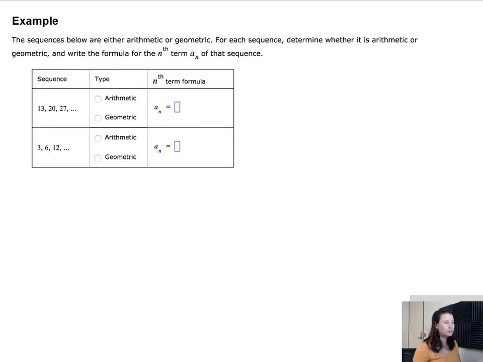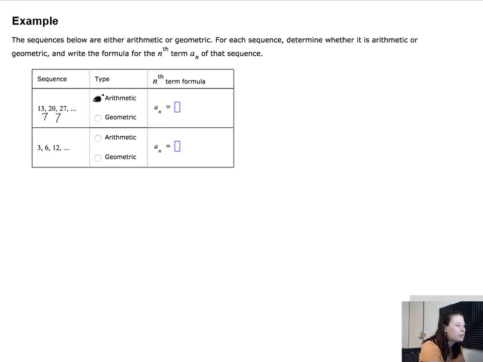Now, another example, continuing in that same theme, is figure out if it's arithmetic or geometric, and then find the formula. Okay, so let's see here. 13 to 20, always think arithmetic first, again, right? 13 to 20, that's 7. 20 to 27, that's 7 again. Looks like it's arithmetic.